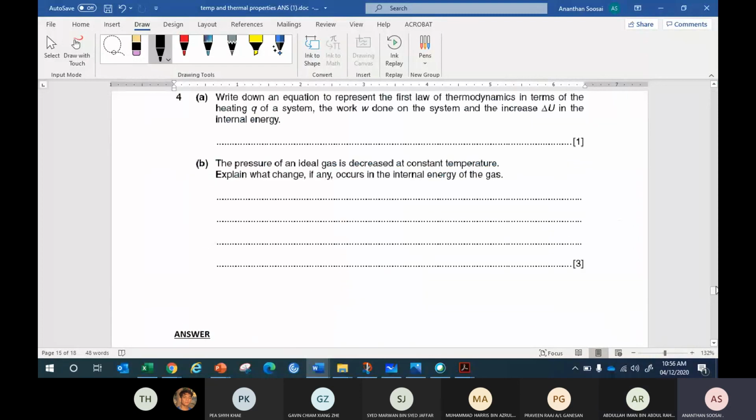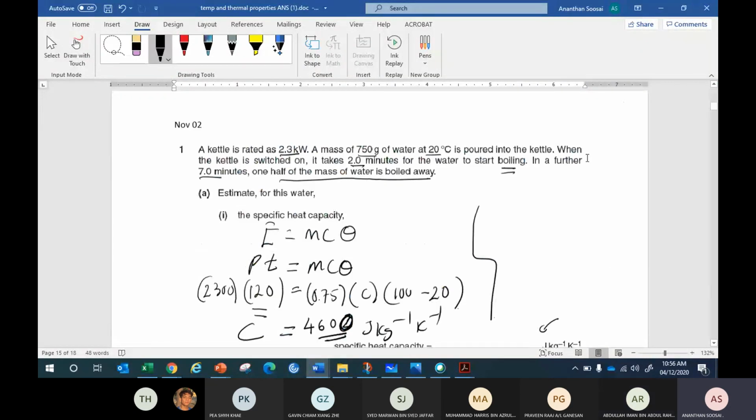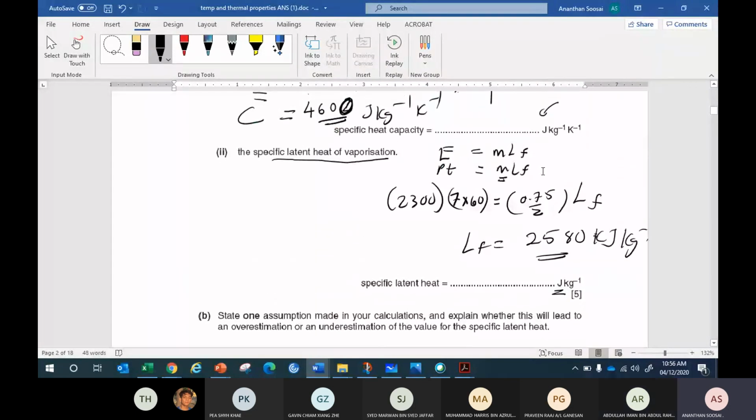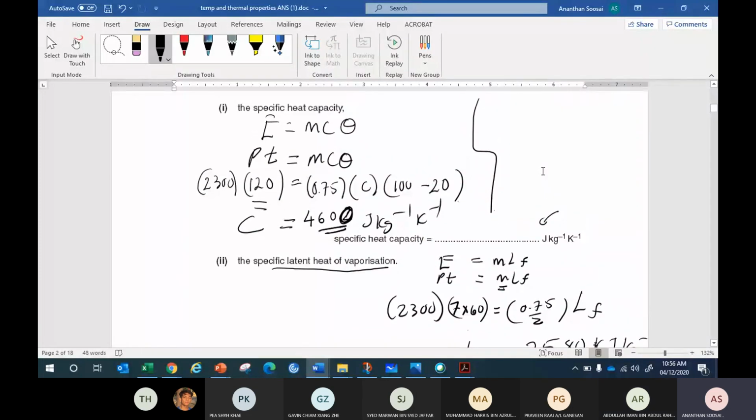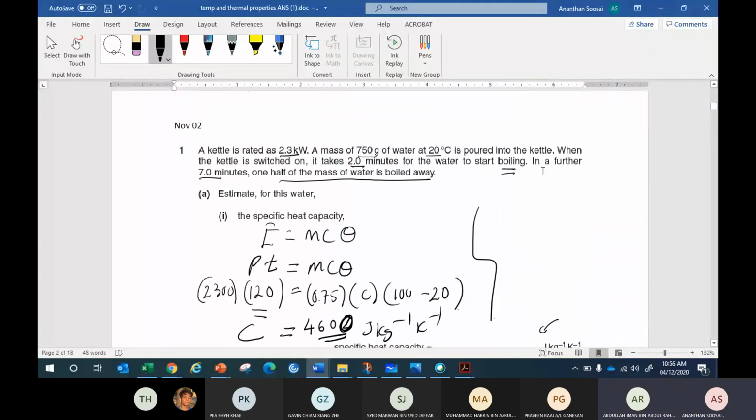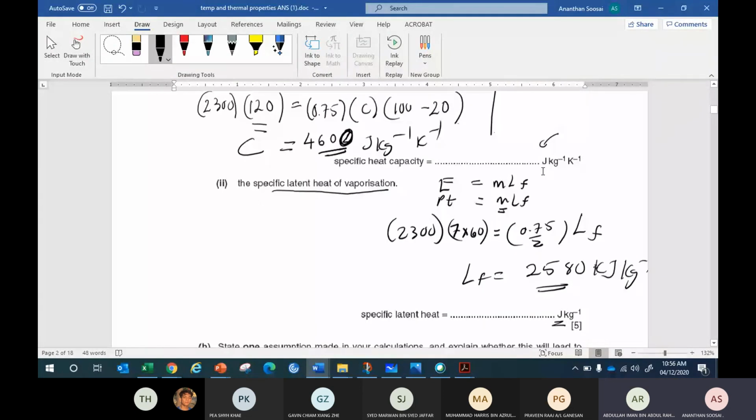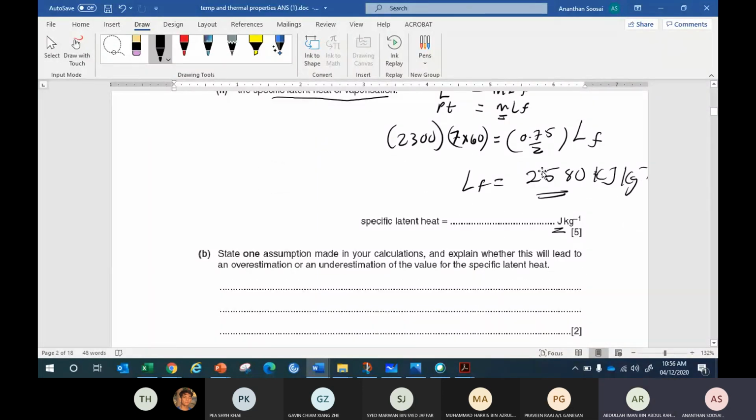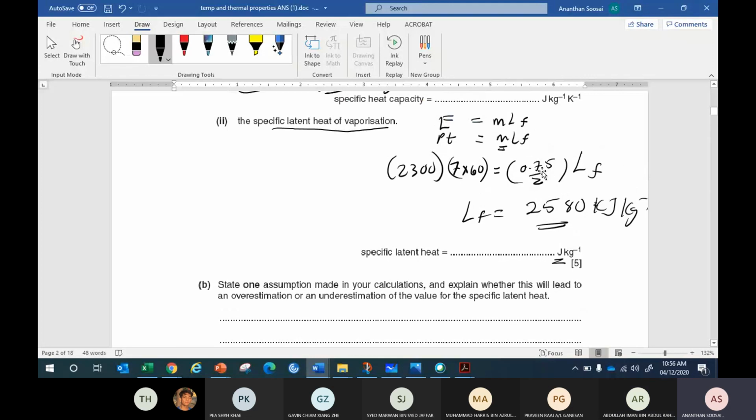Finally, they're asking: take one assumption made in your calculation and explain whether this will lead to an overestimate or underestimate of the value of the specific latent heat. What is the one assumption you made? No energy loss to the surroundings. Explain whether it will lead to overestimation or underestimation.